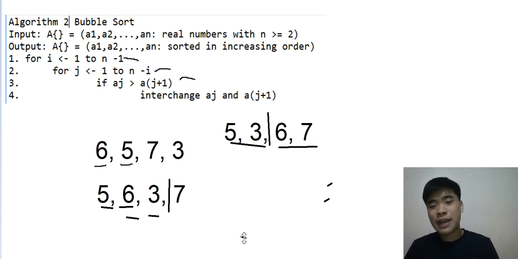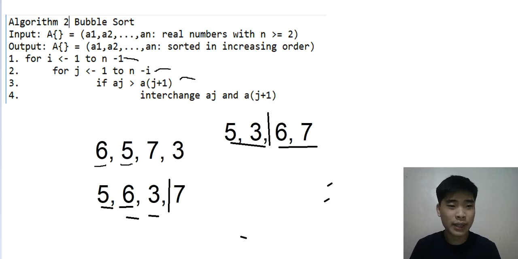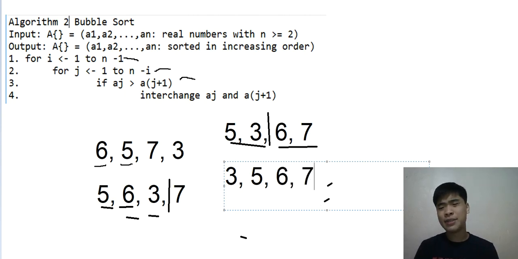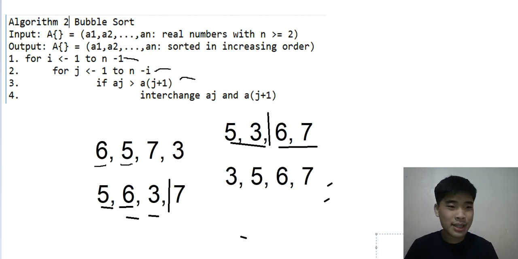So we compare 5 and 3. Since 5 is greater than 3, we interchange them. Since we are already at the division line, we end the loop again. So here is the finished product: 3, 5, 6, and 7. There you have it. We have a sorted array, 3, 5, 6, 7 from 6, 5, 7, 3. So now let's erase them.